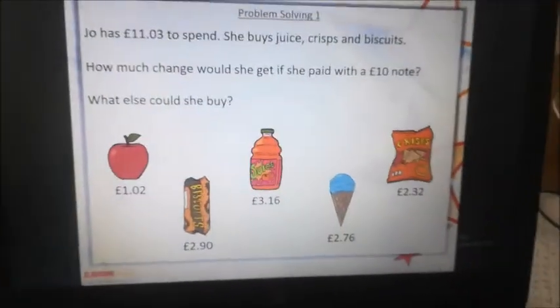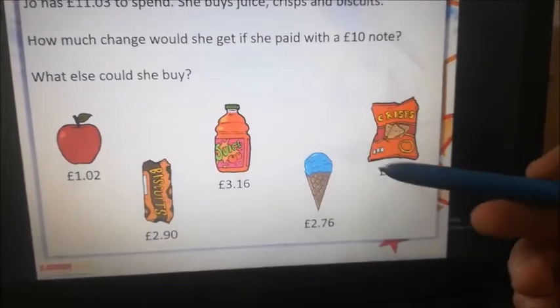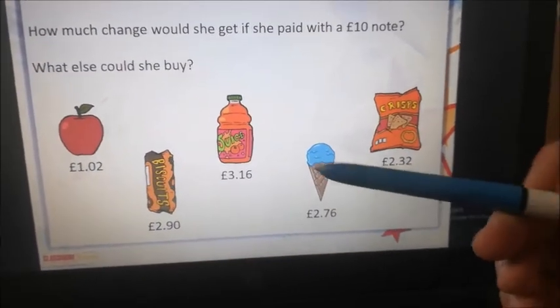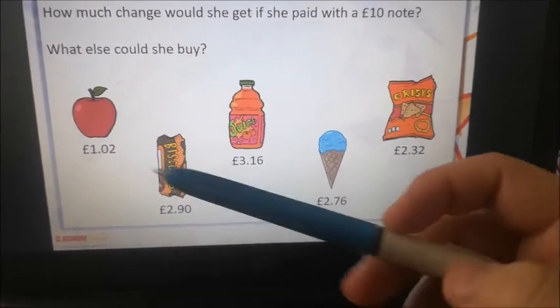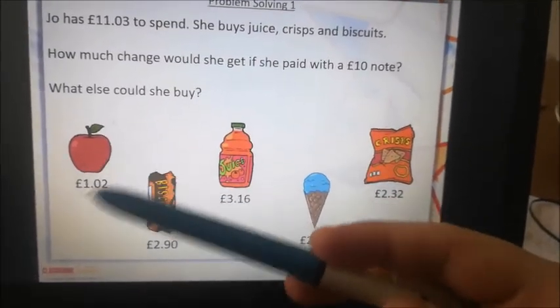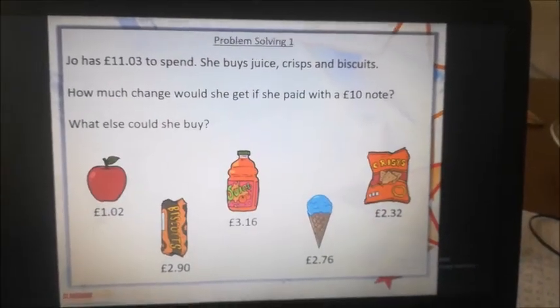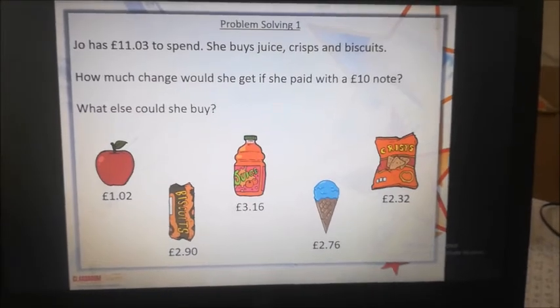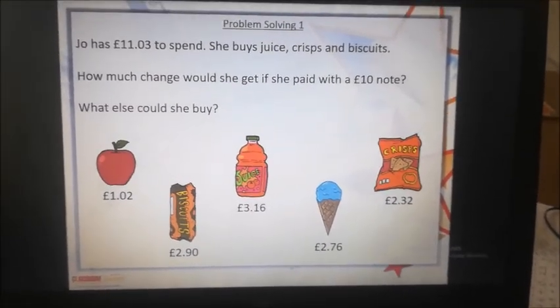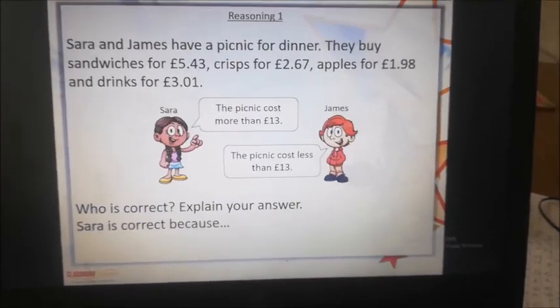What else could she buy? Have a little look here. She can definitely buy crisps. Cannot buy an ice cream. Can't buy juice. Can't buy biscuits. But she can also buy an apple. I wonder if she can buy more than one apple. Have a little look at that. So that is a great question there. Don't forget there's more on the slides if you need to go through more.